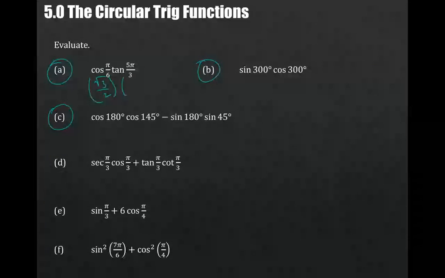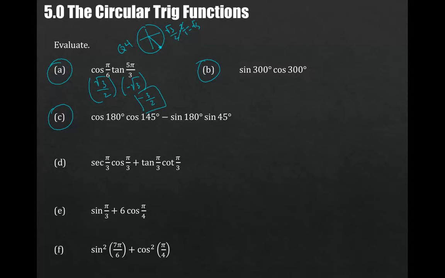The tangent of 5 pi over 3. That's quadrant 4, right? If you think about the circle, it's down here. So my sine is negative root 3 over 2, divided by a cosine of 1/2. So it's root 3, and it's going to be negative. So I end up with negative root 3 for this. I think I did that correctly.